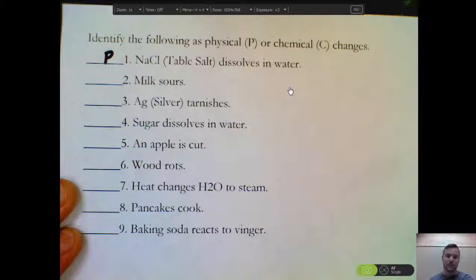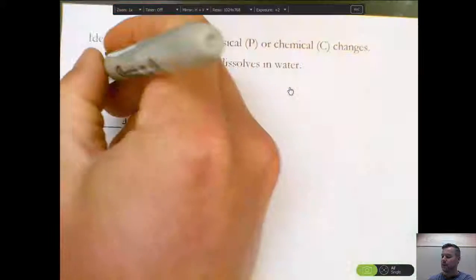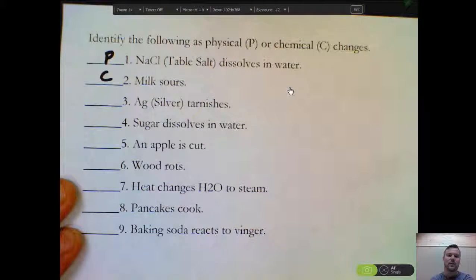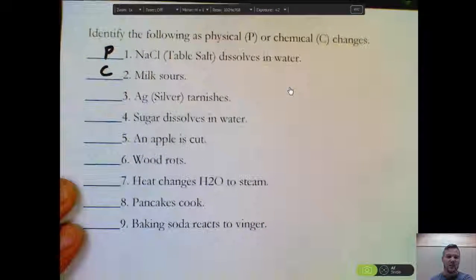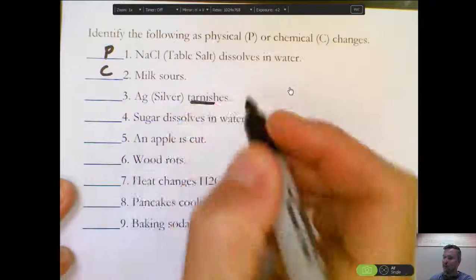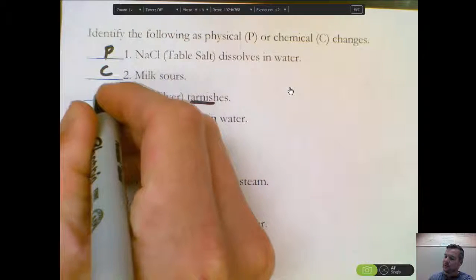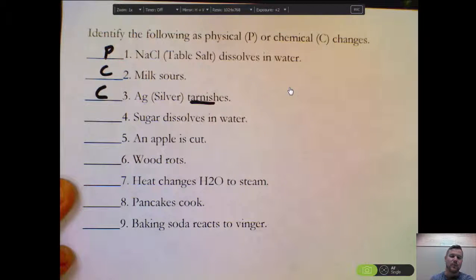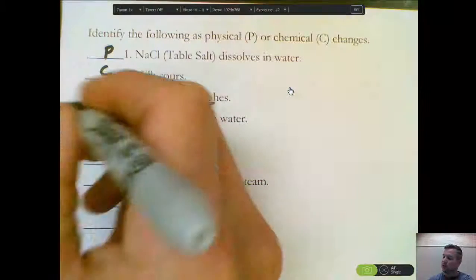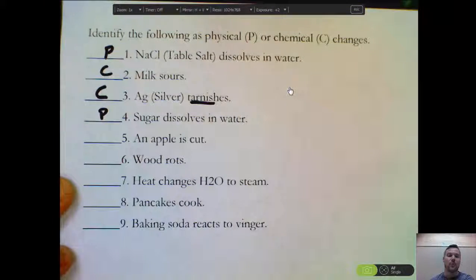Milk souring. That'd be very difficult to undo. You've made a new substance with new properties, the stinky milk. Silver tarnishing. The word tarnish is one word that means react. It's kind of one that you need to either have some prior knowledge about or need to memorize the word tarnish as being chemical. Sugar dissolving in water, very similar to question number 1. That's a physical change. It could just evaporate the water.